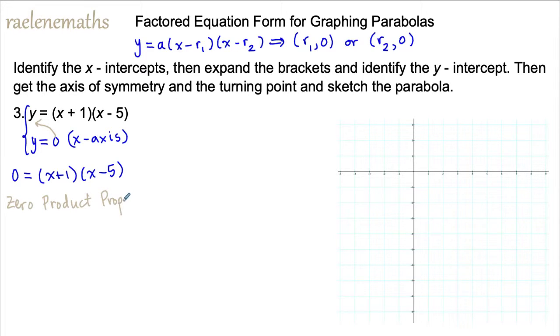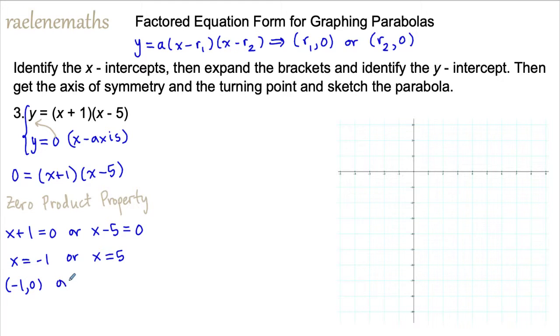This property is called the zero product property, and as a result we have either the first factor, x plus 1, must be 0, or the second factor, x minus 5, must be 0. There's a third possibility where the two factors are both equal to 0, but the factors are different. This enables us to solve two linear equations as opposed to one quadratic equation. So we get that our two x-intercepts are located at (-1, 0) and (5, 0).